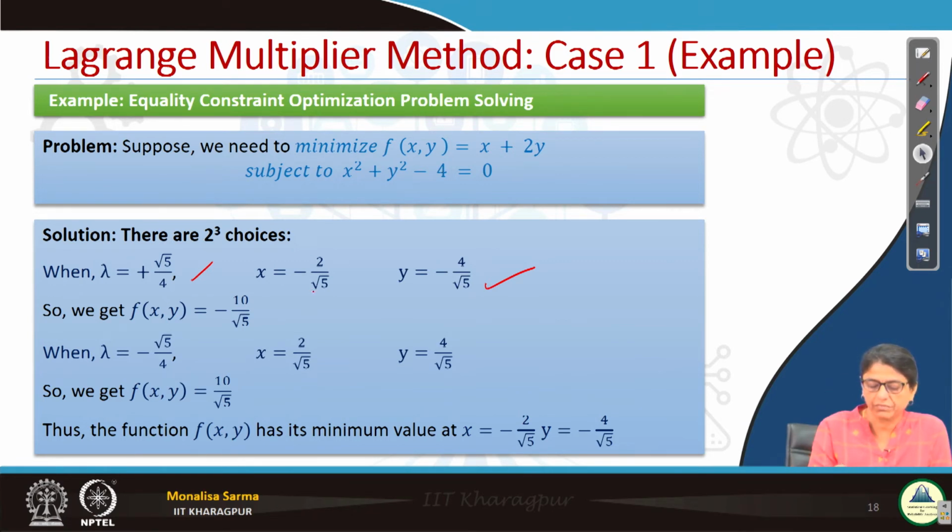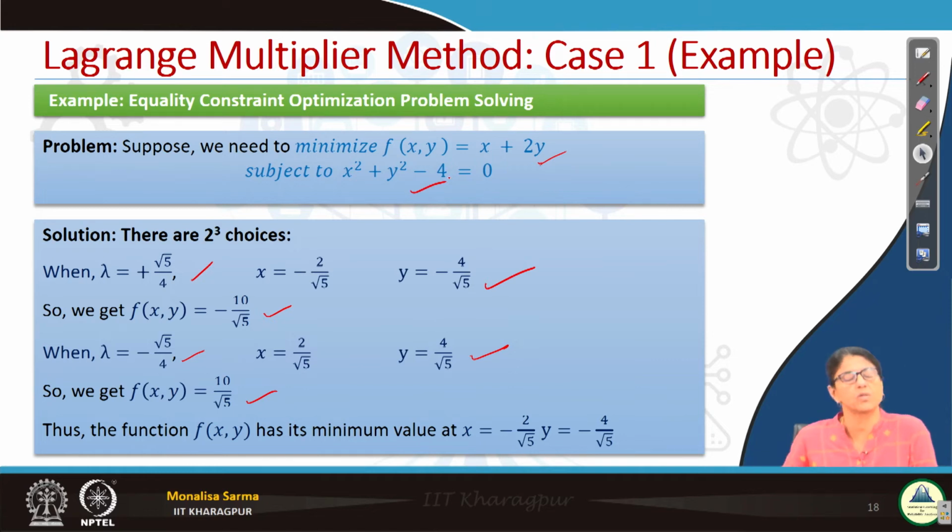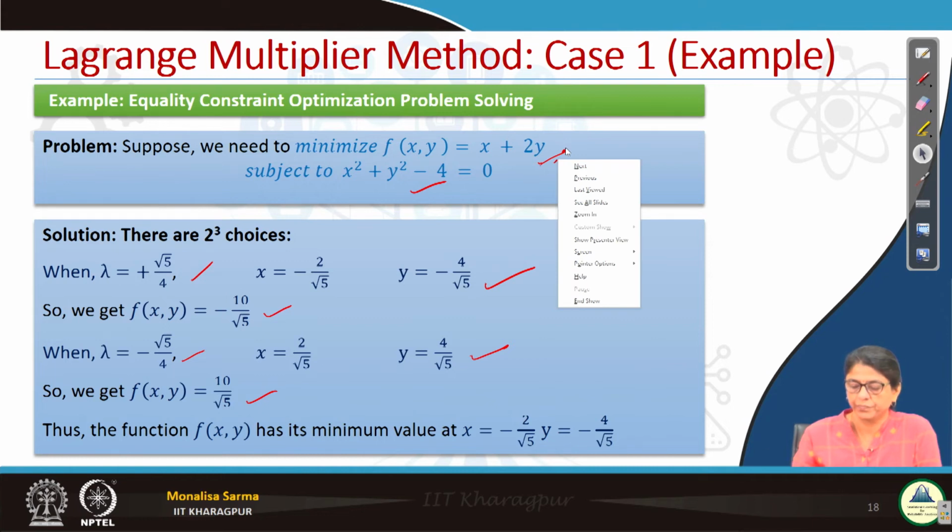So, we will take different x and y values and try to substitute them. What we got, if we use this first in this function, is minus 10 by root 5. Similarly, if I take lambda equal to minus and these x and y values, I got this. Lambda is not necessary; you just take different combinations of x and y which give the minimum. At the same time, the constraint xy plus y square minus 4 equals 0 should be satisfied, and this should be the minimum value.